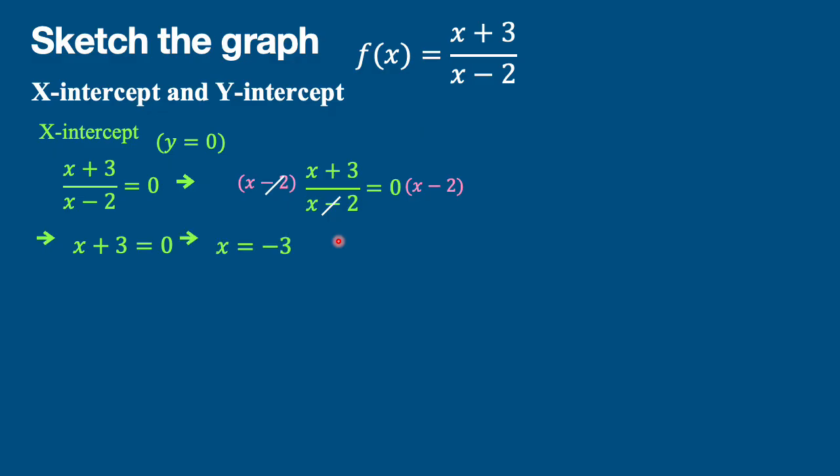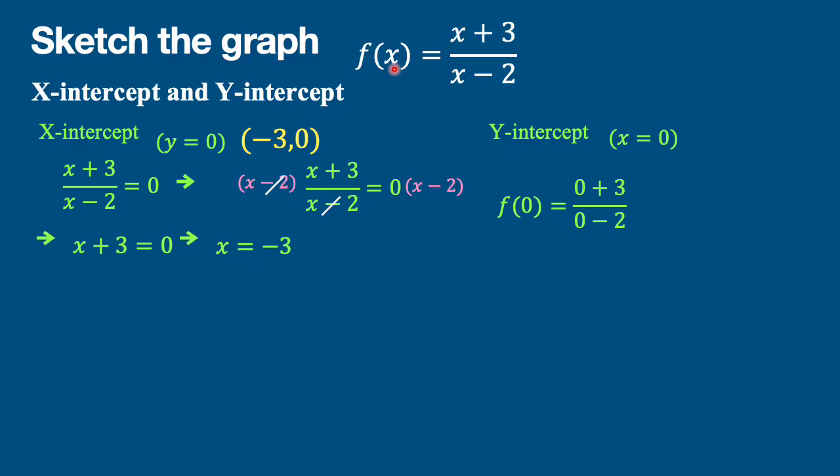X equals negative 3, so the x-intercept is negative 3 and 0. You found the first intercept. Now I want to find the y-intercept, which means x equals 0. You plug x equals 0 into the function. F of 0 is 0 plus 3 over 0 minus 2, which is 3 over negative 2, meaning negative 3 over 2. So the y-intercept is 0, negative 3 over 2. You found the x-intercept and y-intercept.